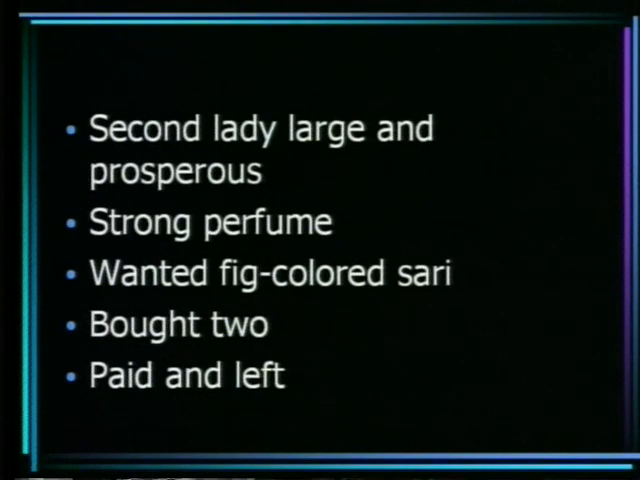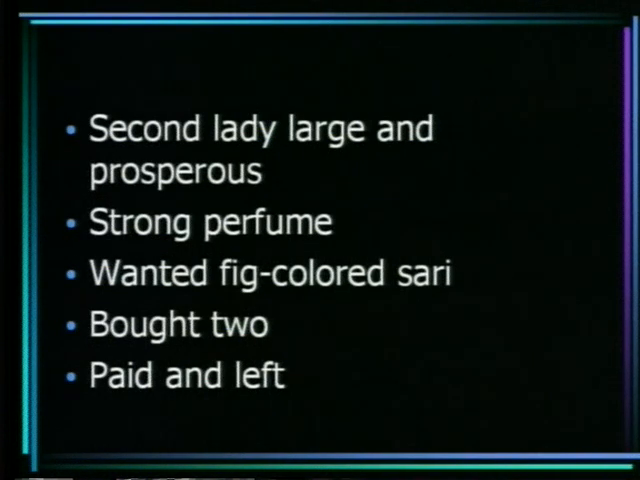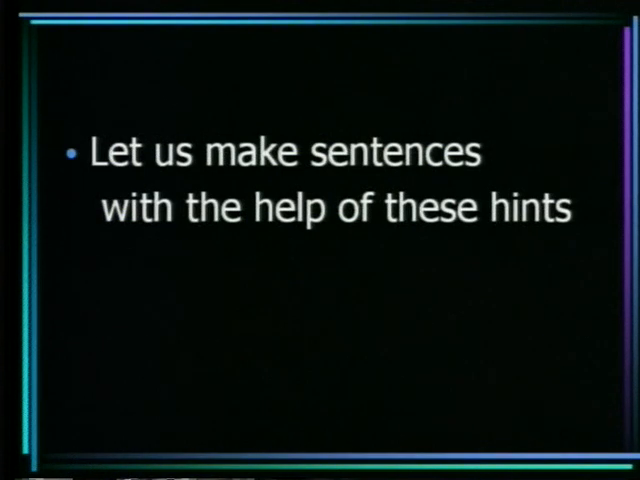Second lady, large and prosperous, strong perfume, wanted fig colored saree, bought 2, paid and left. These are the hints. What are the hints once again? First lady, pretty as a picture, strong perfume, chose lemon colored saree, paid, left with a smile. Second lady, large and prosperous, strong perfume, wanted fig colored saree, bought 2, paid and left. Okay. Now let's make sentences with the help of these hints.